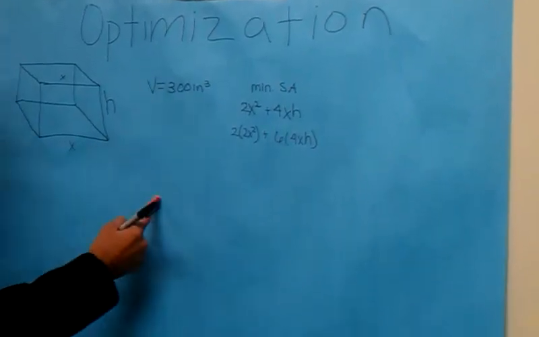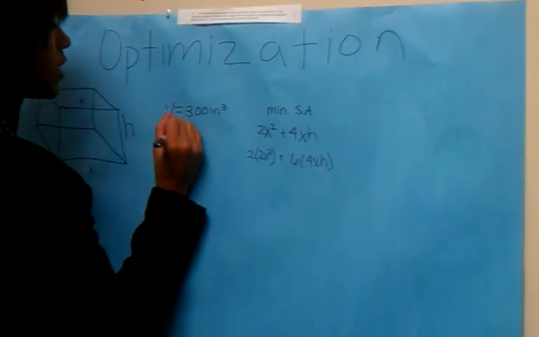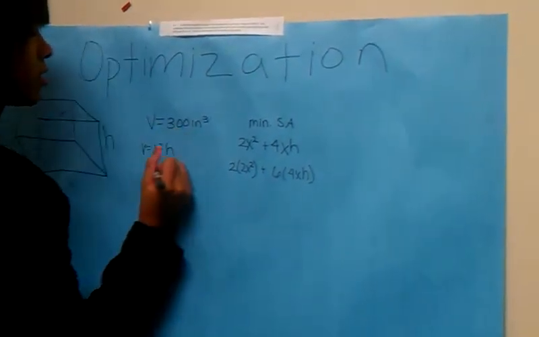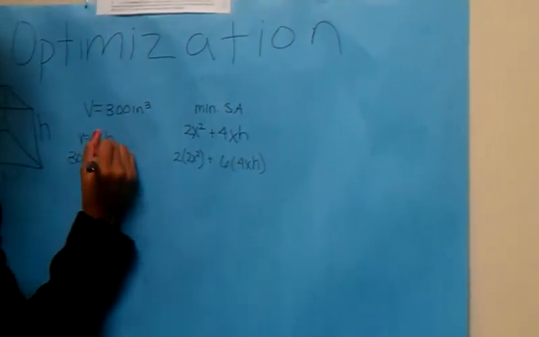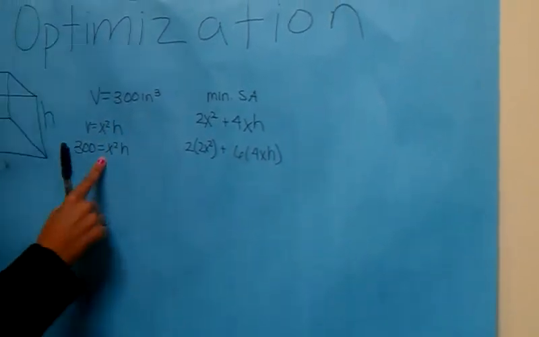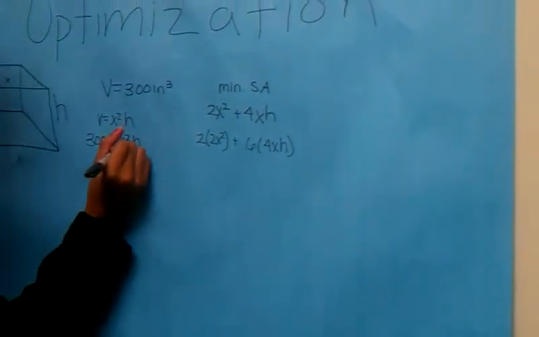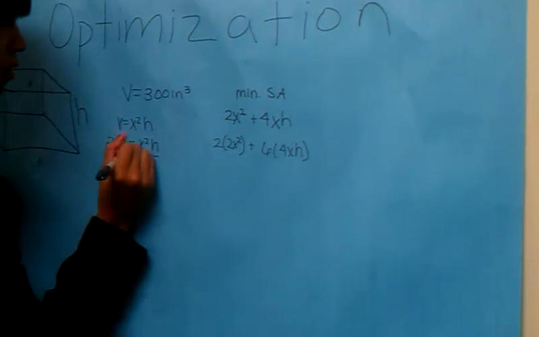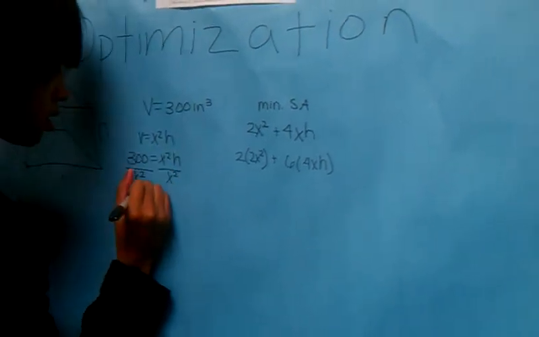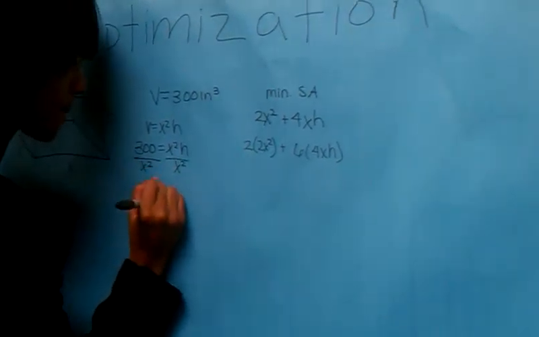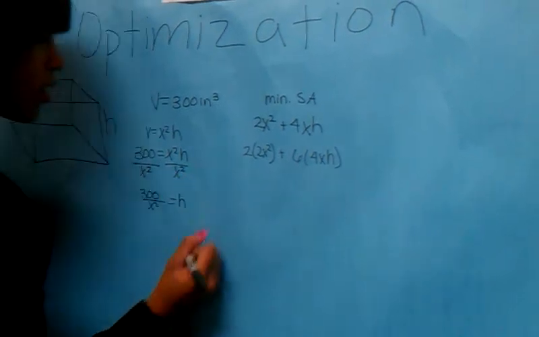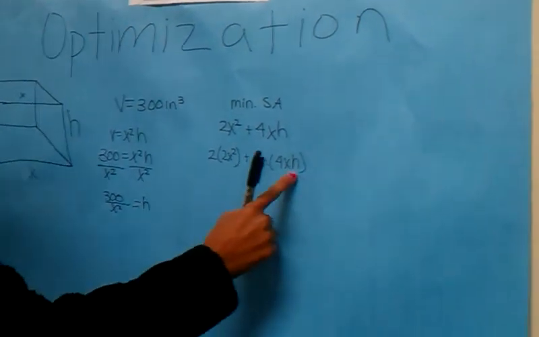And then we'll do our volume equation, which is V equals x squared h. You know 300 is the volume, x squared h, and we don't want two variables. So we're going to divide the x squared out, solving for h. So we have our h, and we'll plug it back into this equation.